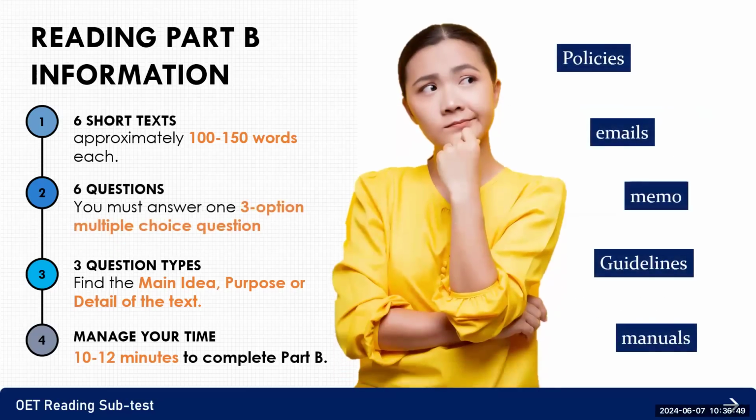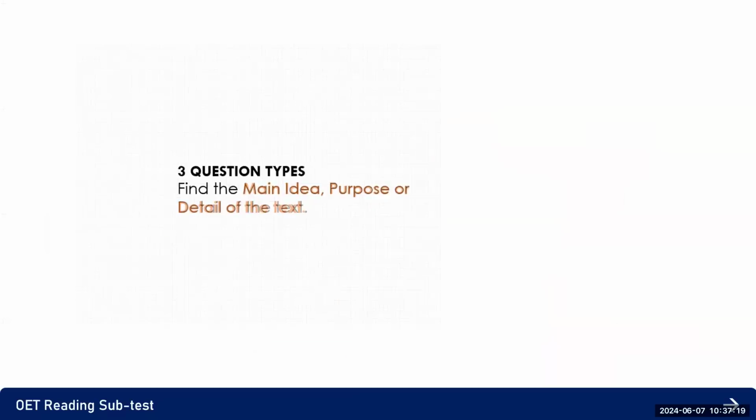As a health professional, you need to read a range of different texts in the workplace. In a single shift, you may need to refer to a hospital policy, a memo, your email, a notice, or a guideline, and more. This workplace communication is there to help you work according to standard and to keep you up to date with workplace requirements. OET Reading Part B uses these types of text to assess your ability to identify main ideas, purpose, and detail.